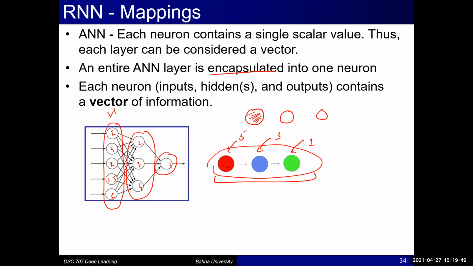This is an encapsulated representation of a neural network where each neuron is representing a complete vector. In other words, this one circle is representing one layer. Okay, so please do remember.